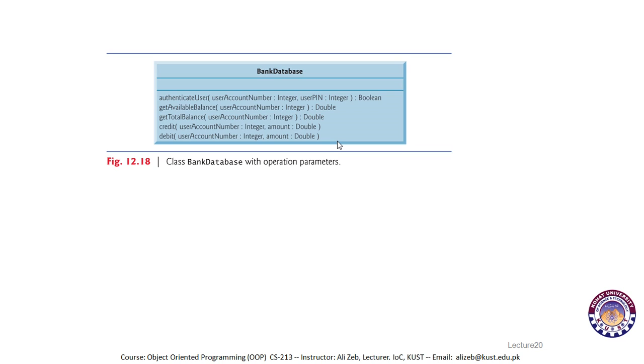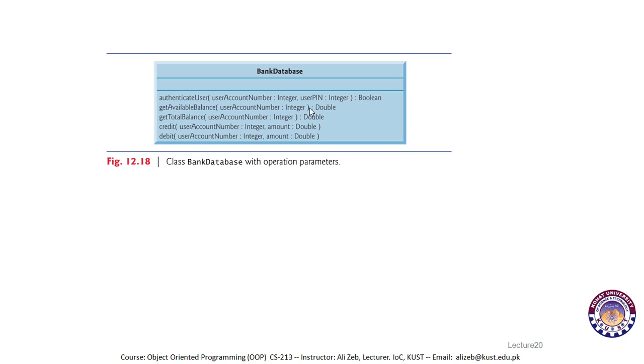So if you try to add, let's say, parameters to our class bank database operations, we can see that if we have to authenticate a user, the bank should receive the account number of the user in an integer format, and it should receive the PIN of the user in integer format, and it will return in a boolean format if that is a valid user or not. So it needs to get the information before it can return the right information to the user or to the ATM machine.